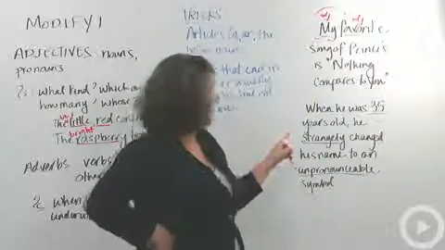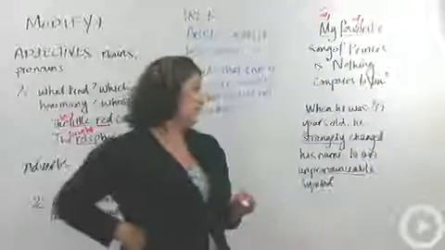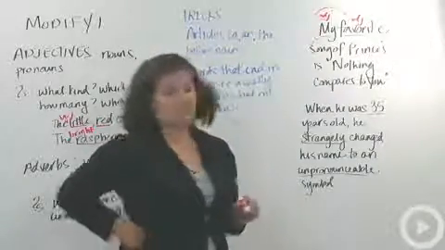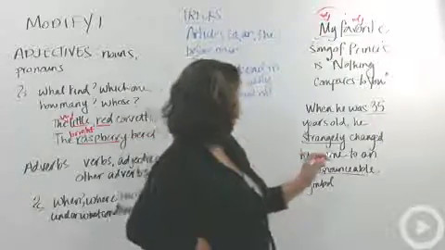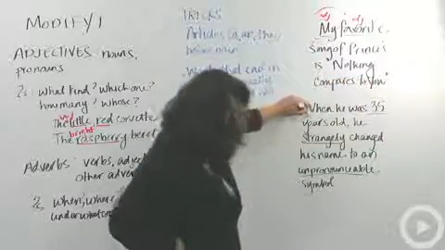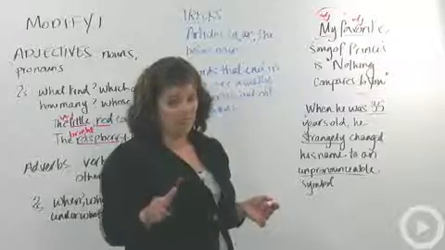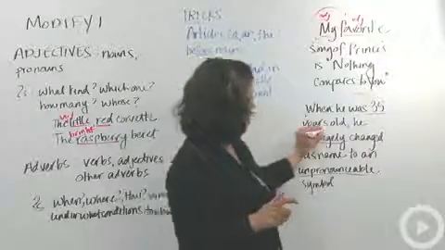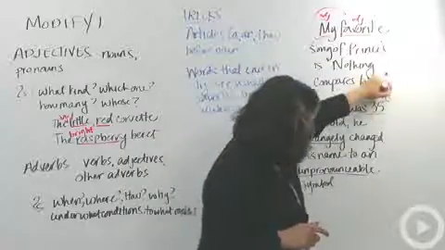All right, let's take a look at the second sentence. It's a little bit more tough. All right, when he was 35 years old, he strangely changed his name to an unpronounceable symbol. All right, so let's start with 35. All right, 35 is describing the number of years, and if we remember back to our questions, it's answering that how many question. So we've got years as a noun. That means 35 is another adjective.